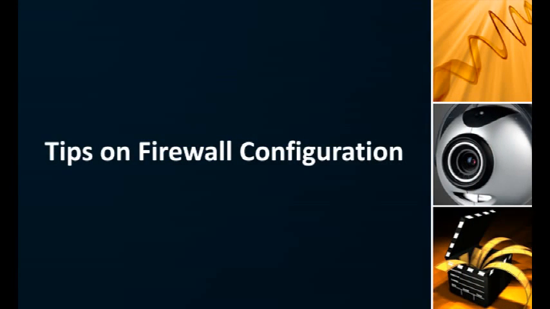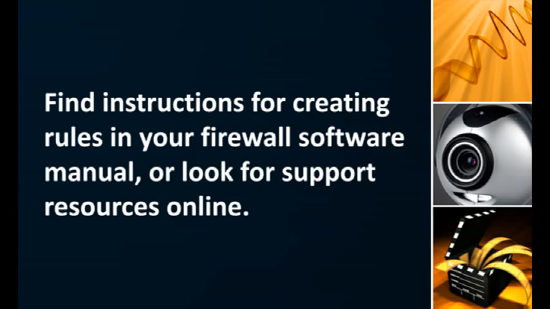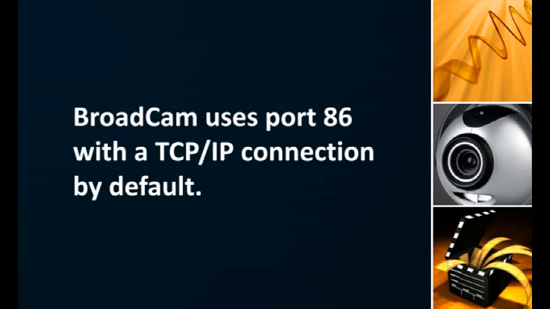There may be one or more firewalls on your system or network blocking the internet connection, including the operating system firewall, the router's firewall, and any third-party firewalls you may have installed. To open a firewall for BroadCam, a rule or exception must be created. You can find instructions for creating rules in your firewall software manual, or look for support resources online. To create a rule, you need to know which port BroadCam is set to use. By default, BroadCam uses port 86, the TCP IP connection.